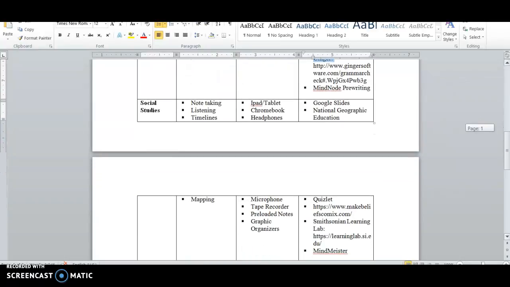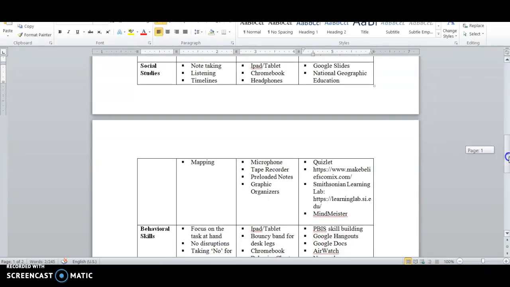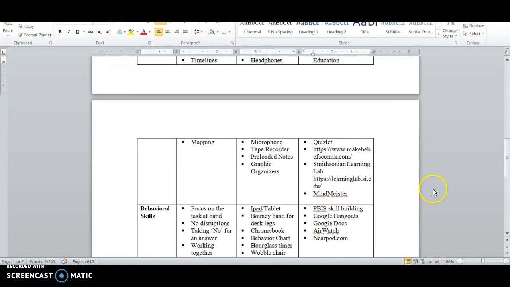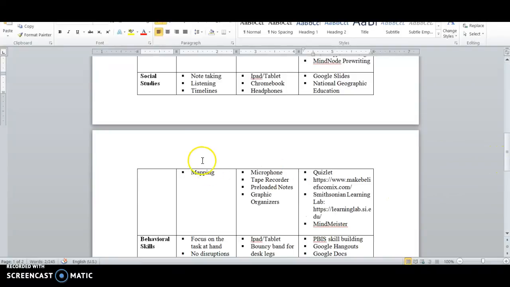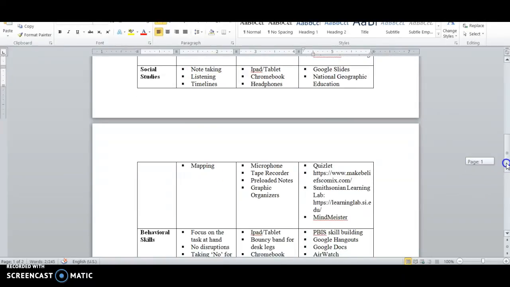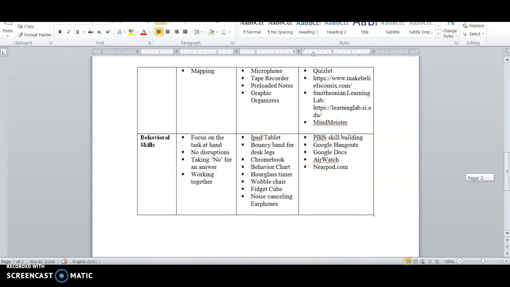For social studies, I thought that MindMeister was a really cool tool. It's an app that allows students to make mind maps, which I felt like was really important in social studies because of timelines and mapping and cause and effect and that kind of thing. So MindMeister was a really cool app.